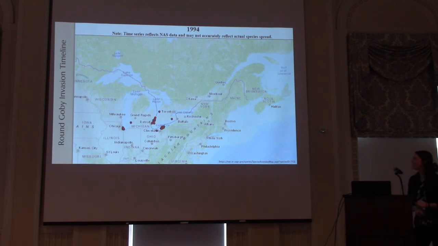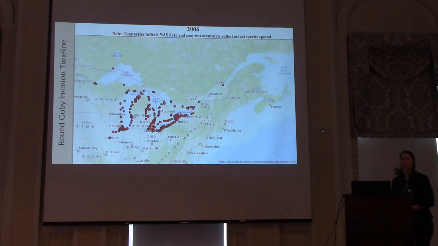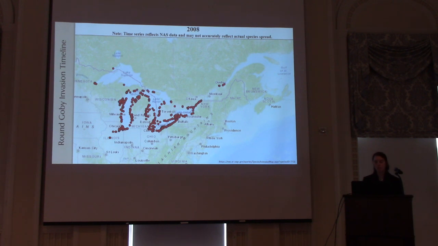So this animation shows an invasion timeline of Round Goby here in North America, beginning in 1990 in the Great Lakes region. Their native range encompasses the Black and Caspian Seas, which are brackish systems. However, you can see they very quickly colonized the major Great Lakes system and have rapidly been expanding out from there into other major freshwater systems. They've most recently made their way eastward across New York State via the Erie Canal.